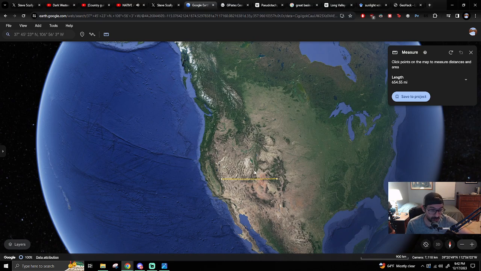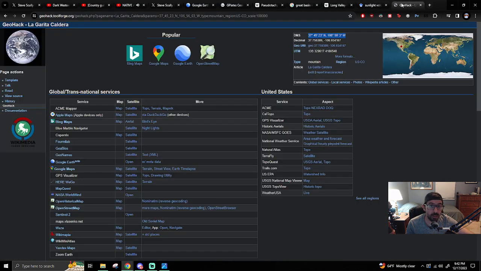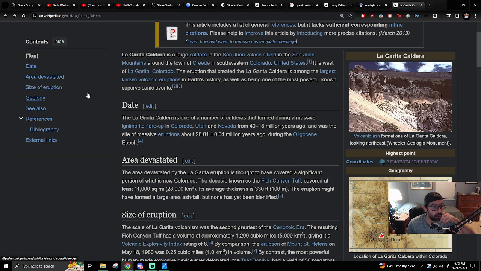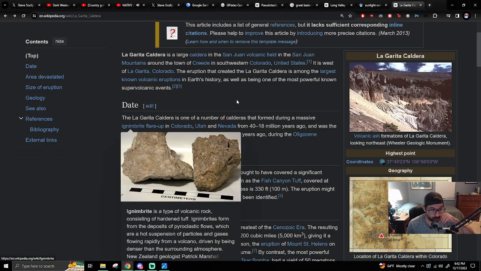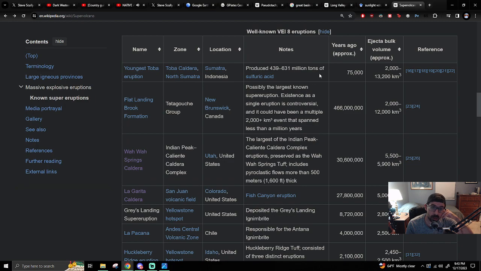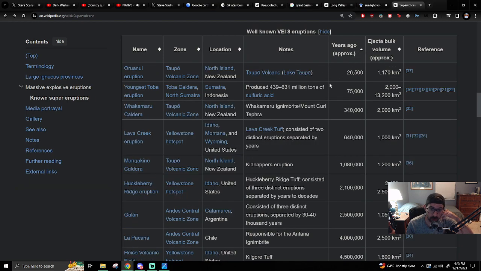I don't know why exactly. One of a number of calderas that formed during a massive ignimbrite flare-up in Colorado, Utah, and Nevada from 40 to 18 million years ago. Site of massive eruptions about 28 million years ago. Let's put this in order.